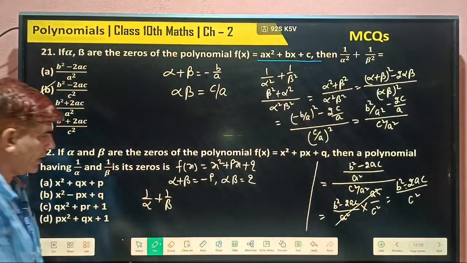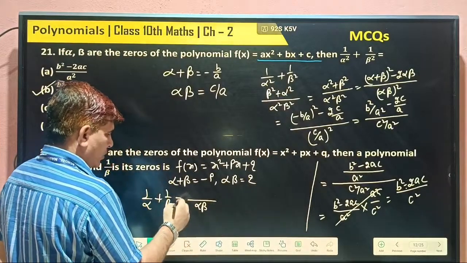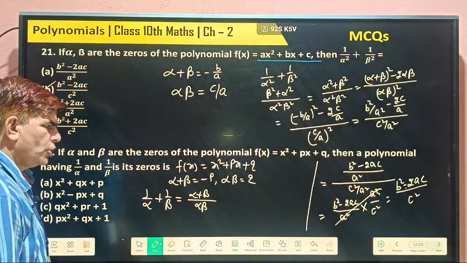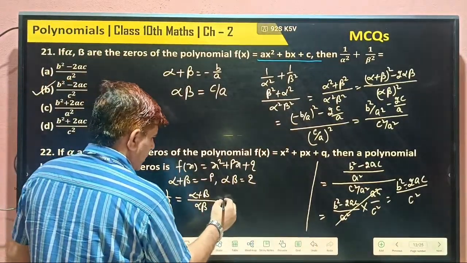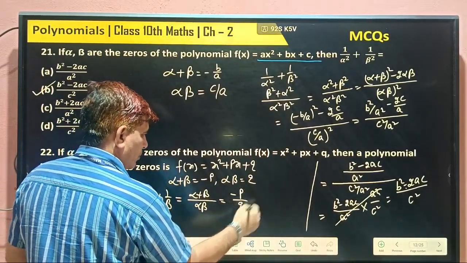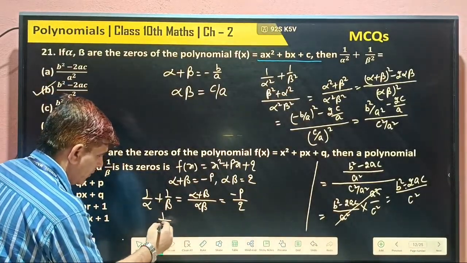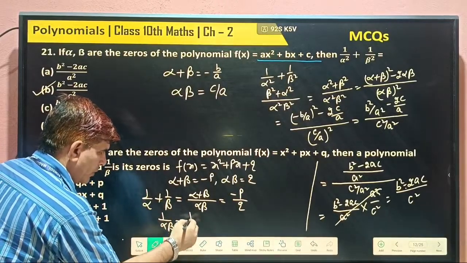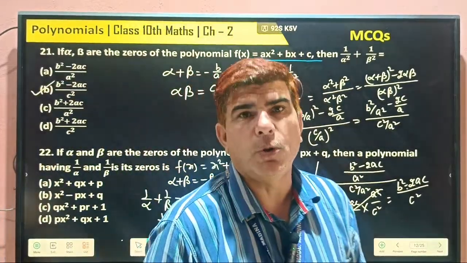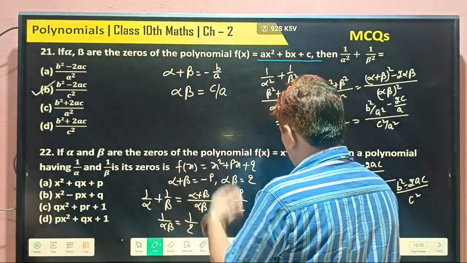Otherwise we can find it like this. Alpha and beta are its zeros, so the new zeros are 1 by alpha and 1 by beta. Understood? So alpha plus beta is minus p by q. The sum of the zeros is this. The product of the zeros, 1 by alpha beta, is equal to 1 by q. So it's a quadratic polynomial having this sum of the zeros and this product of the zeros.